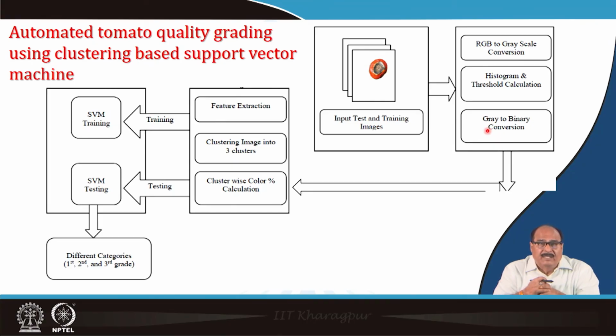Here just one schematic is shown: automated tomato quality grading using a clustering based support vector machine. The input is test and training images. There are various systems, like computer vision systems. When you give the different products, they record the particular quality parameters, and then processing is done like RGB to gray scale conversion, histogram and threshold calculation, gray to binary conversion, etc.